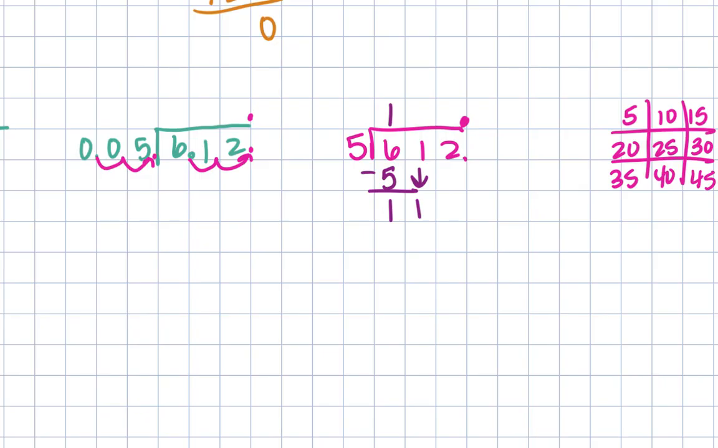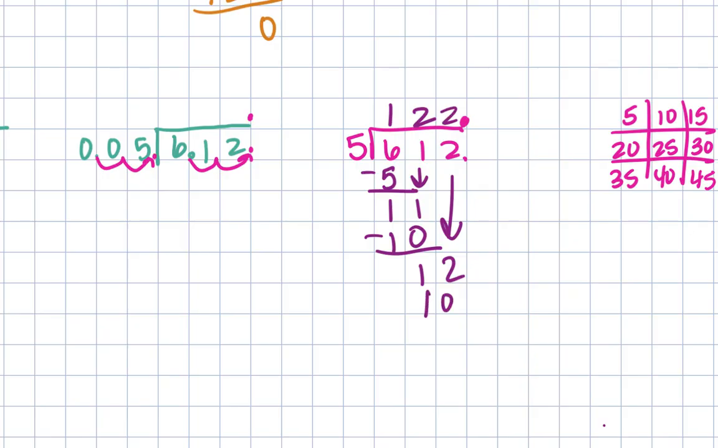Now I've got 11. What's the closest I can get to 11 without going over? 10, which is multiplying it by 1, 2. So I'm going to put my 2 and my 10. Subtract, I get 1. Bring down my 2. What's the closest I get to 12 without going over? 10, which is multiplying it by 2.